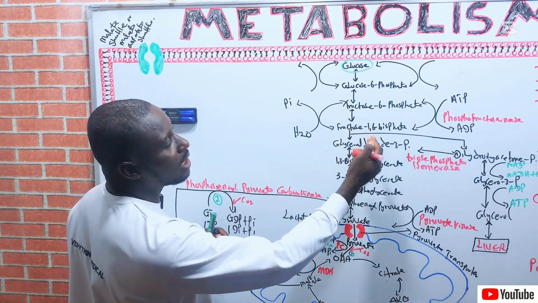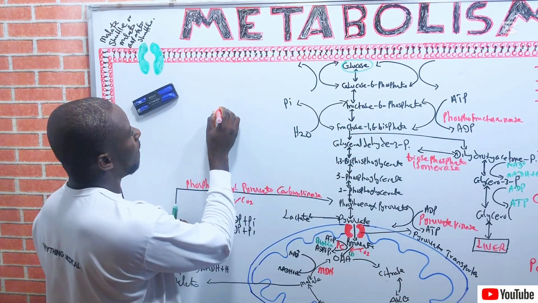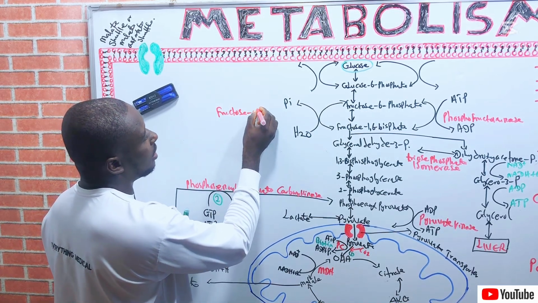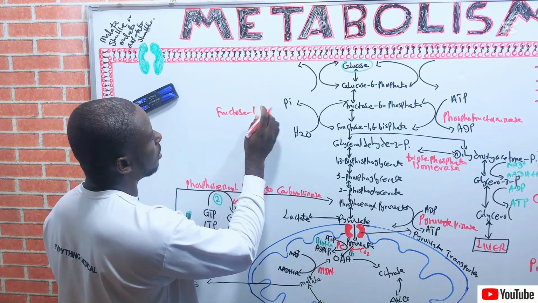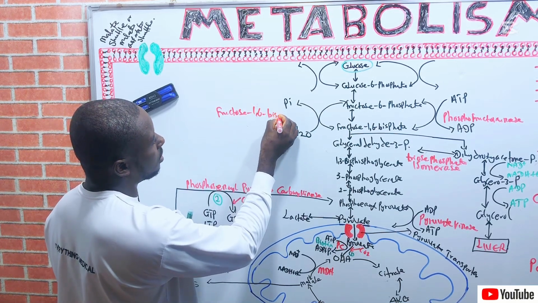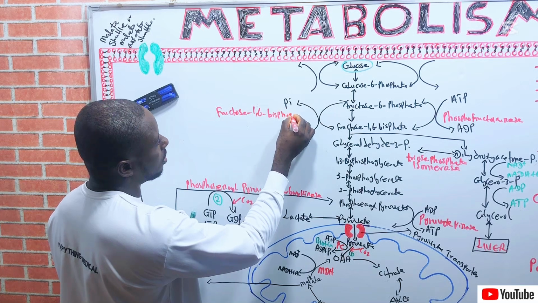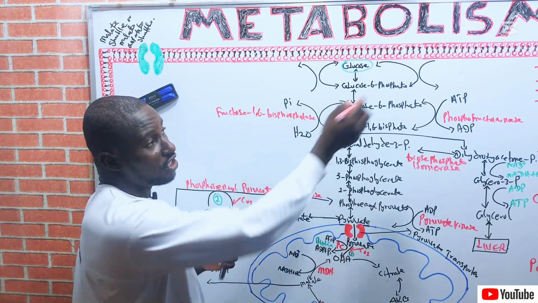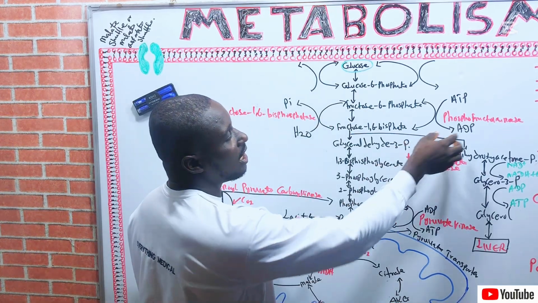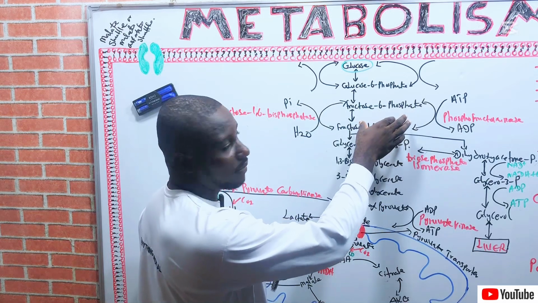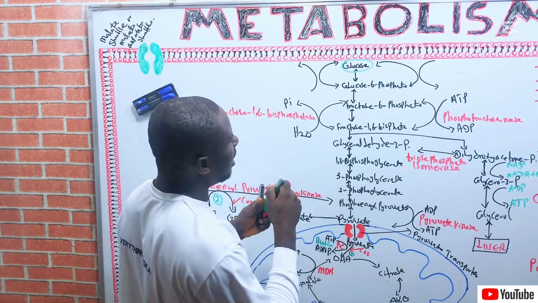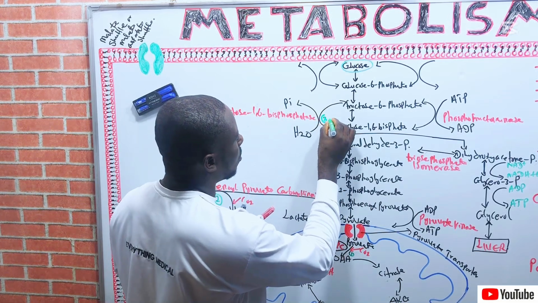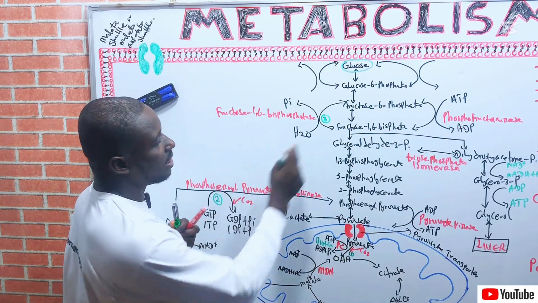Fructose 1,6-bisphosphatase is the key enzyme of gluconeogenesis, which circumvents the key step of glycolysis, which is step 3, right? So this is step 3 of gluconeogenesis. This is step 1, step 2, this is step 3.